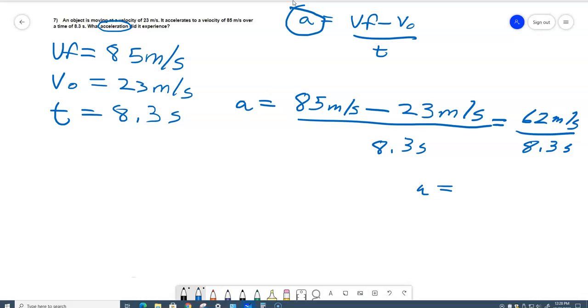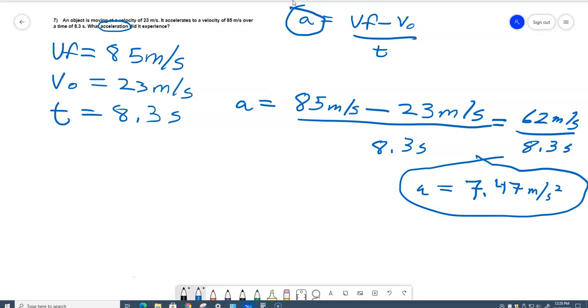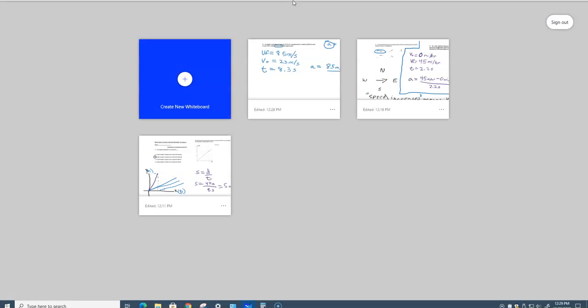And you should end up with 7.47 meters per second squared. All right, so 7.47 meters per second squared. That is the answer for that one.